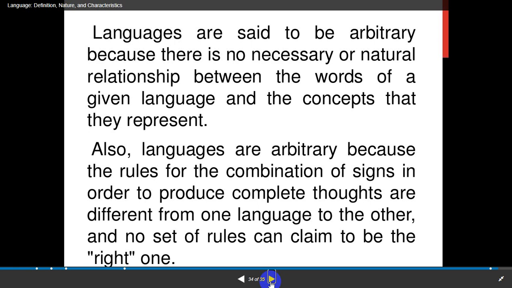So in this language it has its own rules. In another language it has other rules. So no one is wrong, no one is right. It depends.